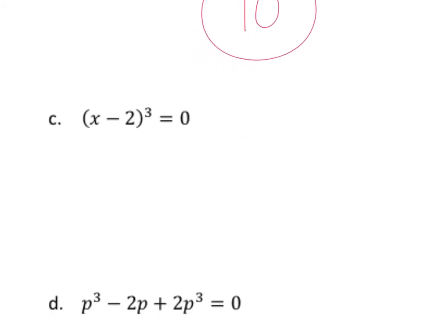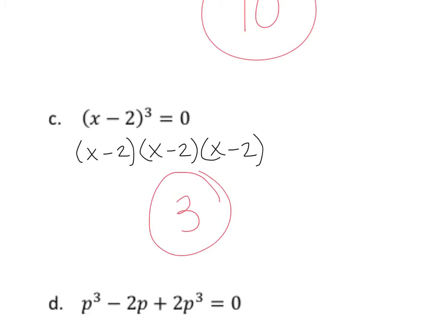This one, what do you think? 3. If you could write it all out, so x minus 2 happens 3 times, you could FOIL it and all that, but you already see how many factors it has. 3, so it has that many zeros. Now, if you got this into x equals, it would only be x equals 2, but it's a multiple zero with multiplicity of 3. So it's the same zero 3 times, but that still counts as 3 zeros.